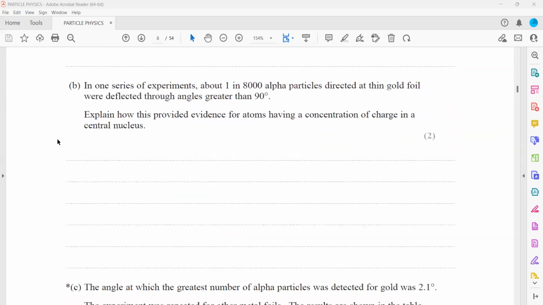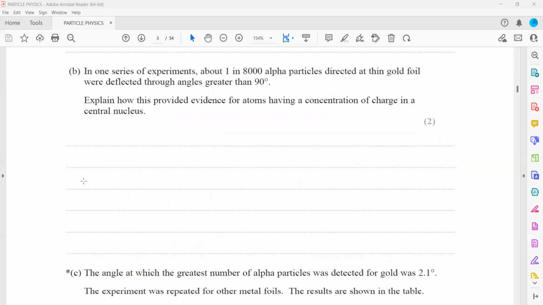That's one possibility. Or an alpha particle might be stopped by an air molecule before reaching the gold foil. In one series of experiments, about 1 in 8,000 alpha particles directed at a thin foil were deflected through an angle greater than 90 degrees. Explain how this provides evidence for an atom having a concentration of charge in the center, in a central nucleus.